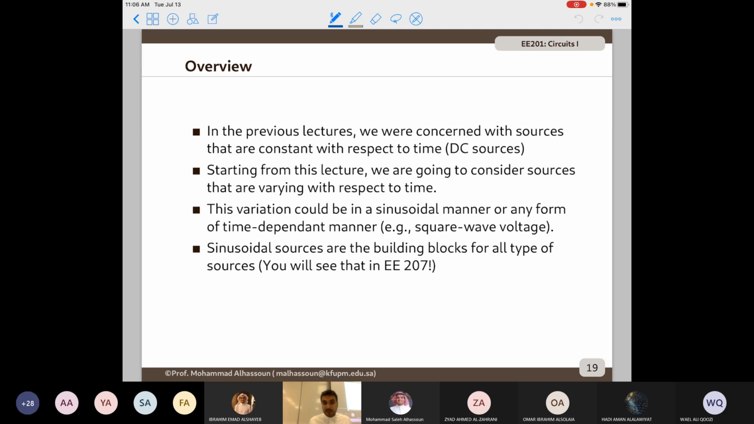You see that if you have a digital system, for example, you have square wave sources. So sources are either on or off. On means, say, 5 volts. Off means 0 volts: 5, 0, 5, 0, 5, 0.